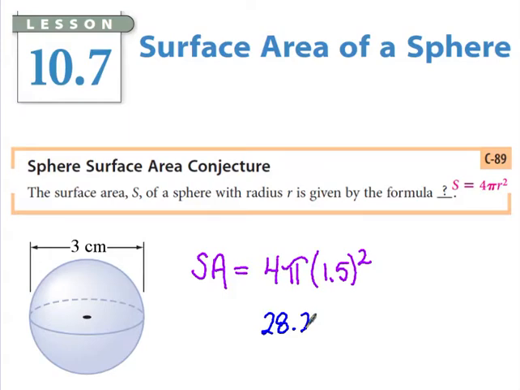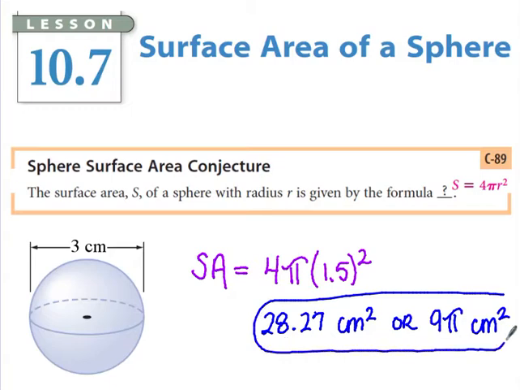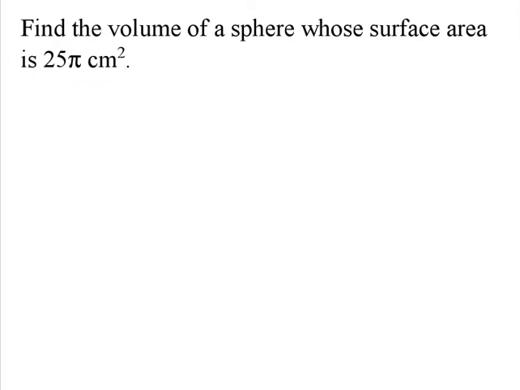Yep. The reason why I think it should be 28.27 is because it comes out to be the equivalent of 9 pi. So this is either 28.27 centimeters squared, or it's also 9 pi centimeters squared. Either of those is acceptable, and so that's the surface area. It does differ from the volume. So anyway, let's go ahead and look at another example and see what we come up with.